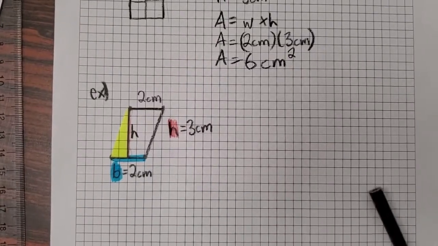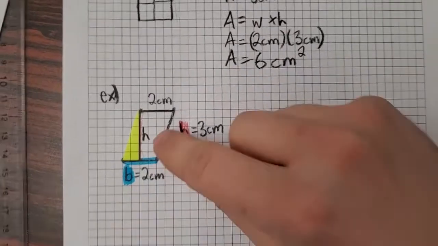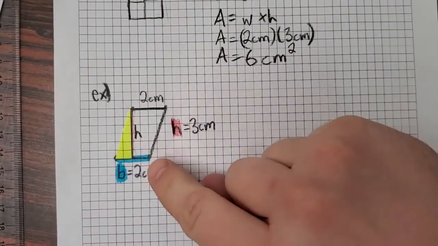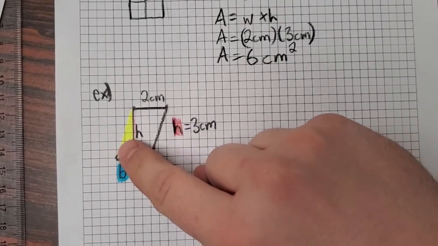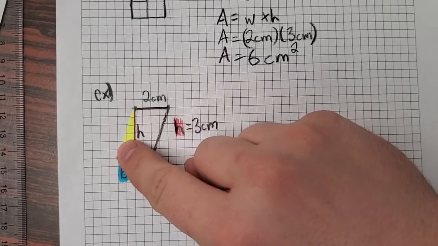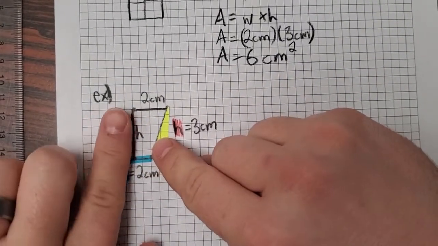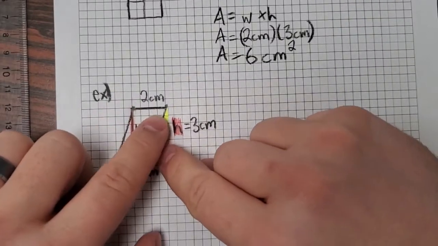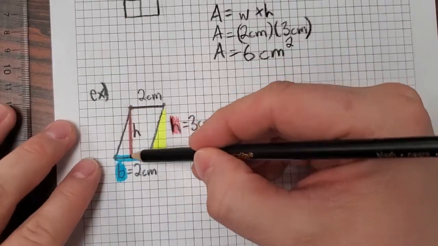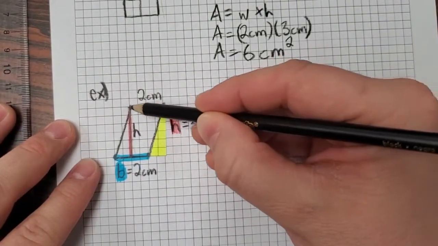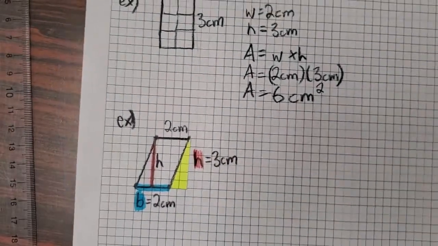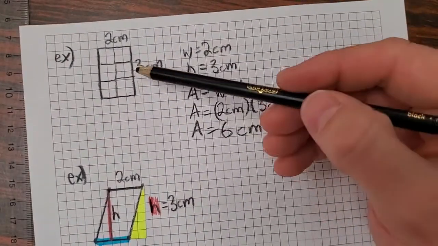Now I've colored something here yellow. It's actually a separate little piece of paper that fills in this little spot over here. Check out something here. If I take this section of this area, and I move it, I'm not getting rid of it, I'm just moving it, and I move it over to the other side, stuck to my finger, you'll notice that it makes a rectangle. You'll also notice that that rectangle is the same size as this rectangle up here.